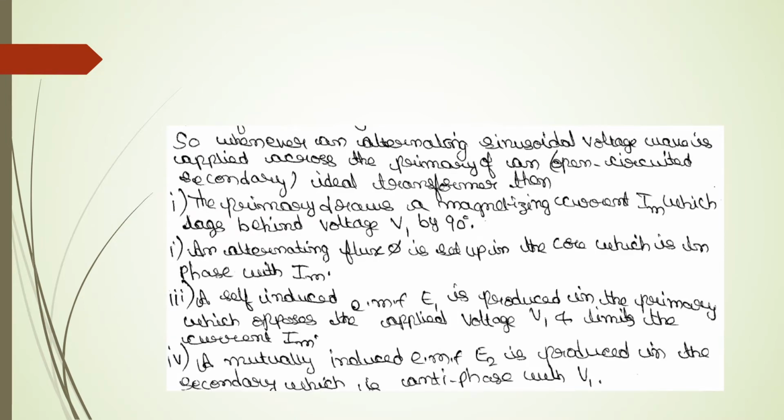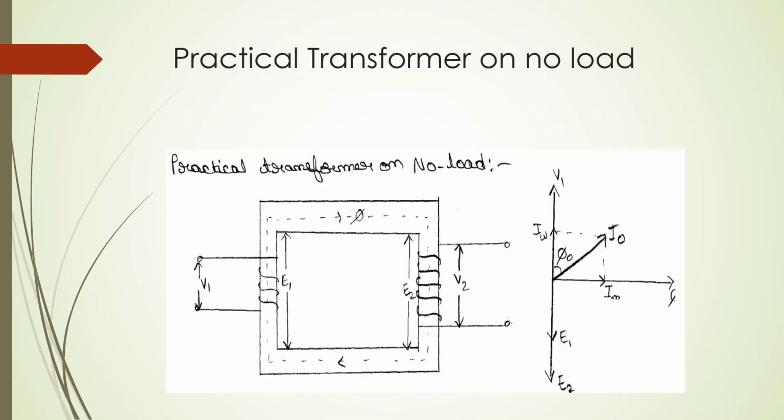So the final conclusion is: in an ideal transformer, the primary draws a magnetizing current which lags the voltage by 90 degrees. The alternating flux phi is set up in the core, which is in phase with Im. A self-induced EMF E1 is produced in the primary which opposes the voltage V1. A mutually induced EMF E2 is produced in the secondary which is in anti-phase with V1.